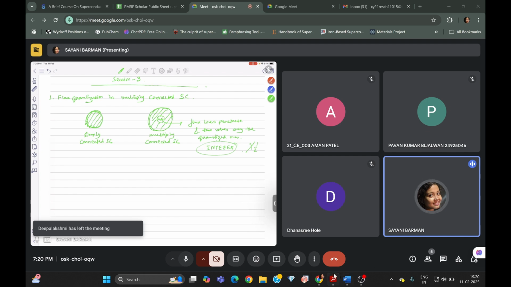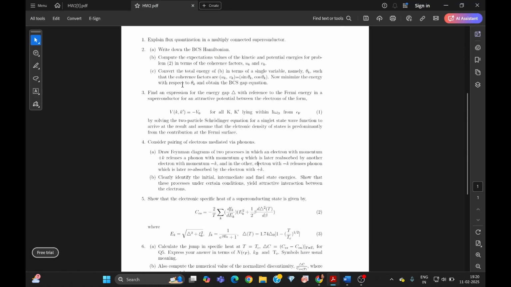Then the second question is: write down the BCS Hamiltonian.